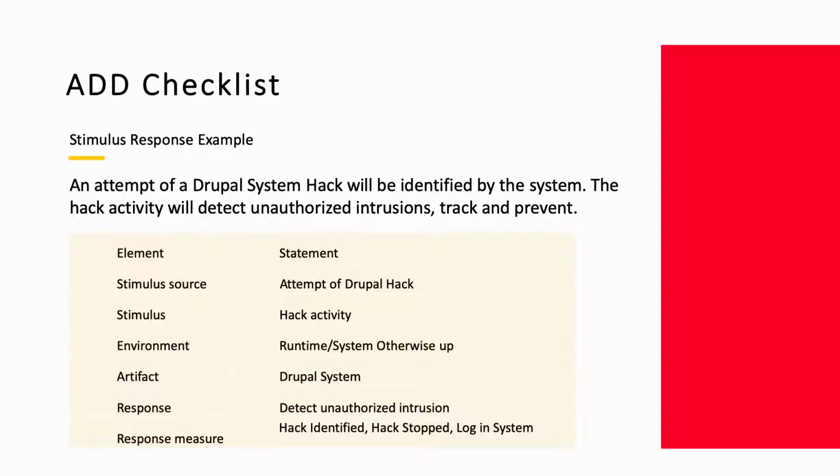Basically, you define that requirement and you try to elaborate a little bit more on it. So in the case of security, an attempt of a Drupal system hack will be identified by the system. The hack activity will detect unauthorized intrusions, track, and prevent. Then you start defining the stimulus source: the attempt is basically someone hacking the Drupal system. The stimulus is a hack activity. The artifact is the Drupal system, and then you want to define what the response is going to be and what the response measures.